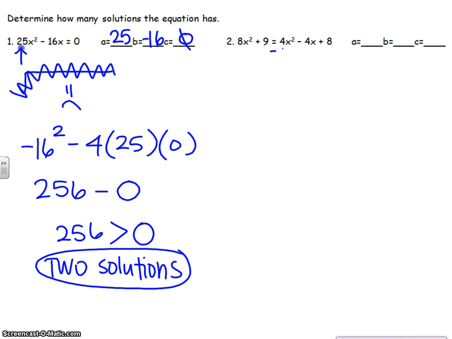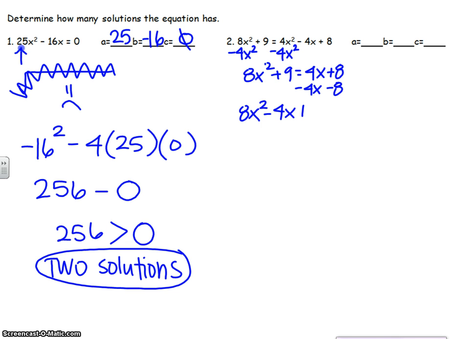and we're going to subtract 4x squared. And we know a lot of you don't want to show all of your work, but this might be a good time to get in the habit of it so we don't make any mistakes with our signs. So we're subtracting 4x squared, then we're going to subtract 4x and 8. So we have 8x squared minus 4x plus 1 is equal to 0.